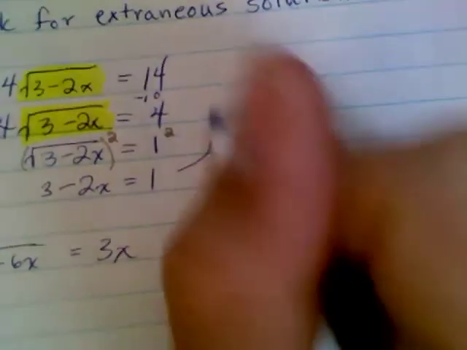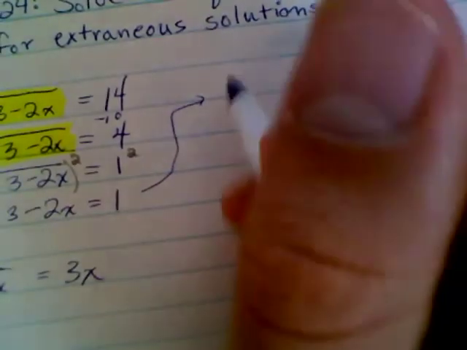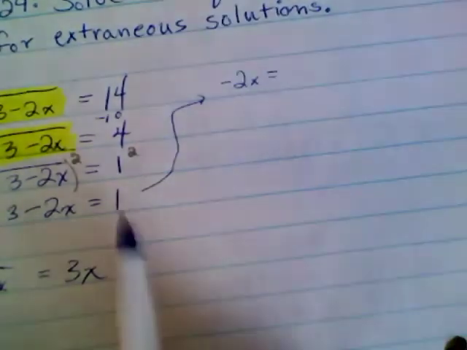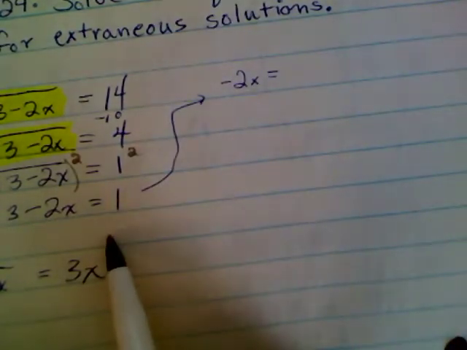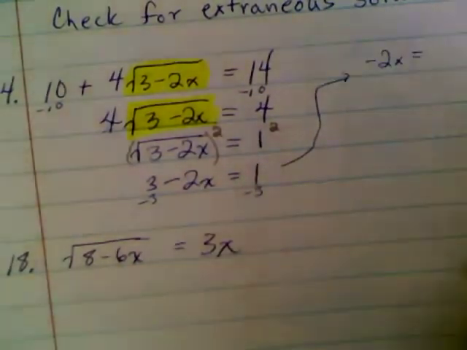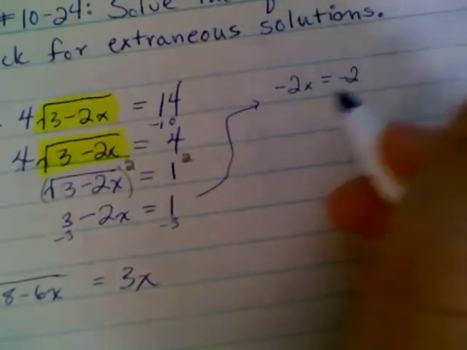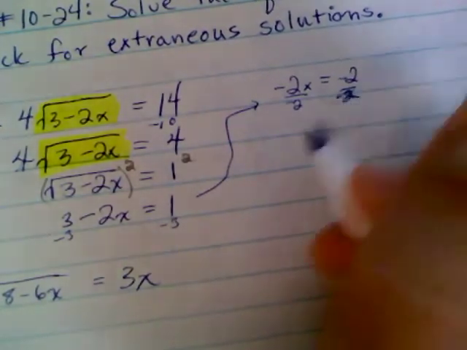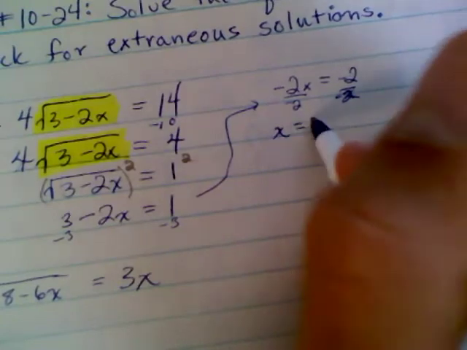And now we get to solve this just like it was a linear equation. Subtract 3, so negative 2x equals, 1 minus 3, it's negative 2, and then divide by negative 2, and you get x equals positive 1.